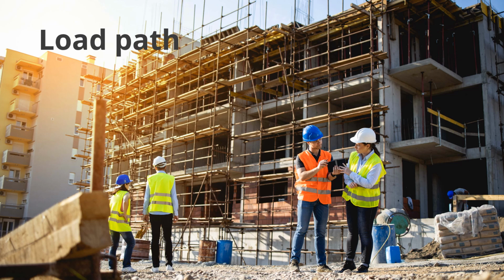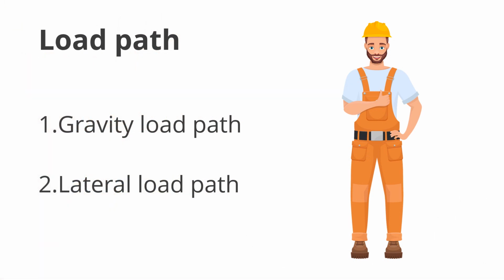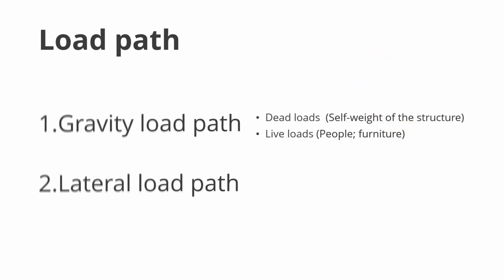An understanding of the critical importance of a complete load path is essential for everyone involved in building design and construction. It can be summarized into two types of load path: gravity load path and lateral load path. The gravity load path normally includes dead loads and live loads. The lateral load path normally includes wind loads and hydrostatic and soil lateral pressure. Both the gravity and lateral load paths utilize a combination of horizontal and vertical structural components.